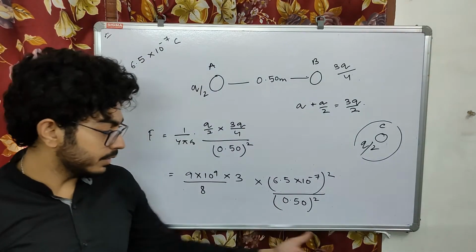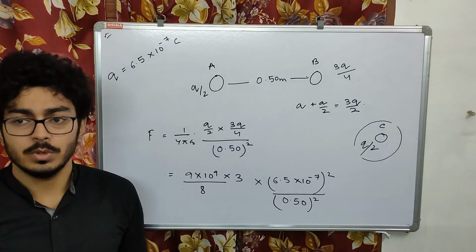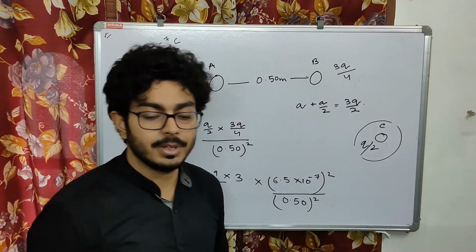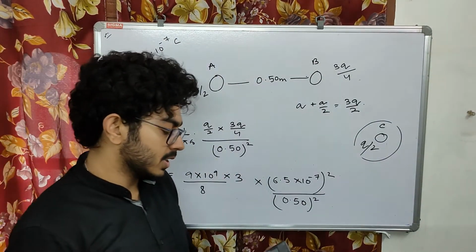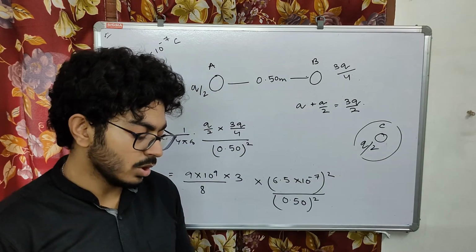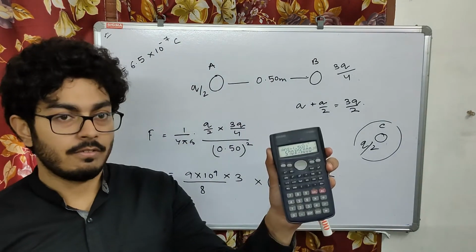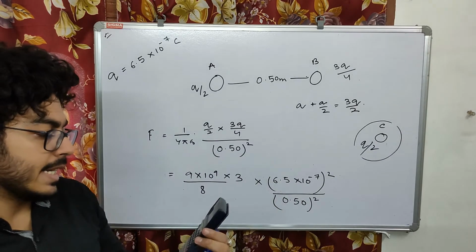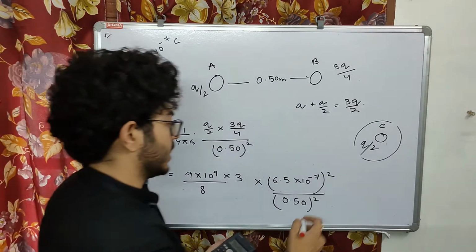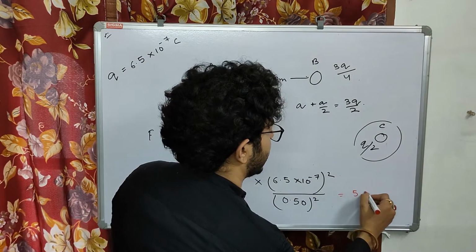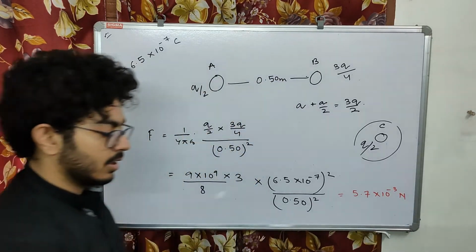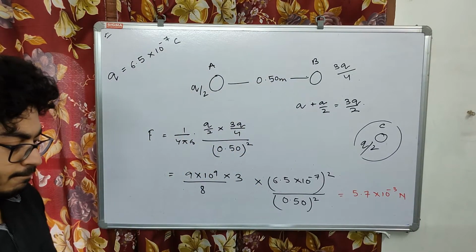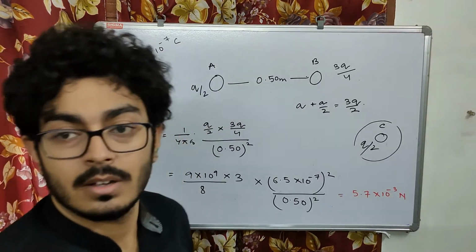So did you solve this one? How much is coming? Tell me. I know how much you have solved. I have already done it for you. This is coming 5.7 into 10 to the power minus 3 Newton. Clear? Clear everyone?